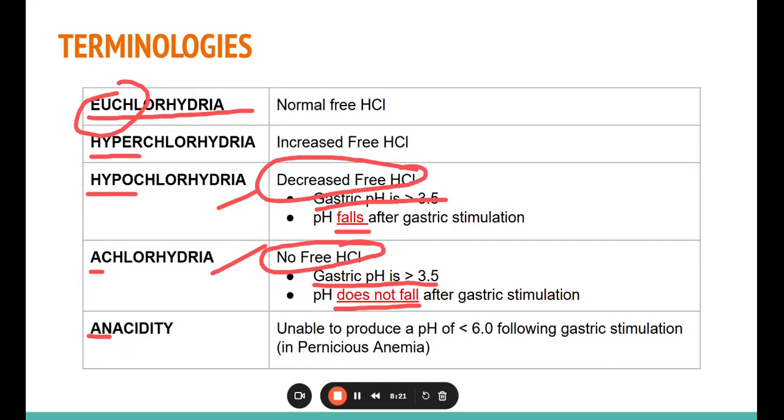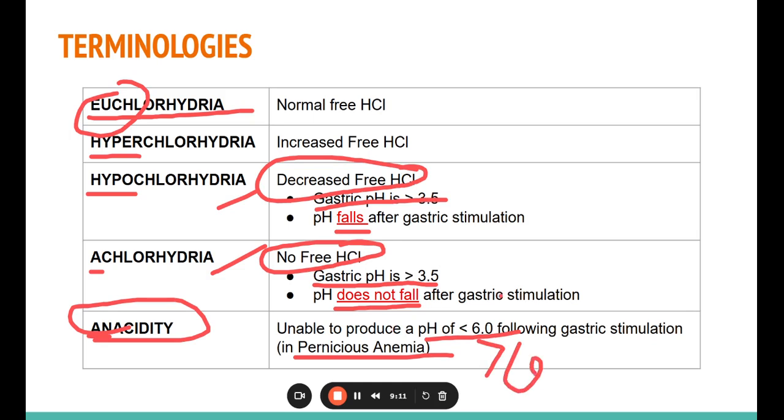Okay? The terms hypochlorhydria and achlorohydria can be confusing and also they are no longer commonly used. Instead, the term anacidity is now used to refer to pernicious anemia. Anacidity is defined as the inability to produce a pH of less than 6 following gastric stimulation. Meaning, since it is an inability to produce less than 6 pH, the pH is always greater than 6. And if the pH is greater than 6, is that acidic or no?